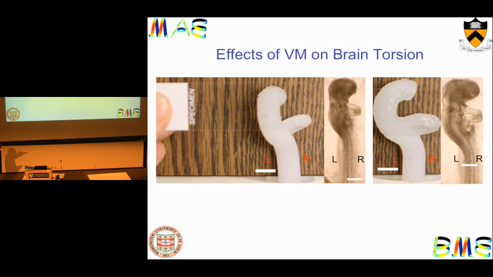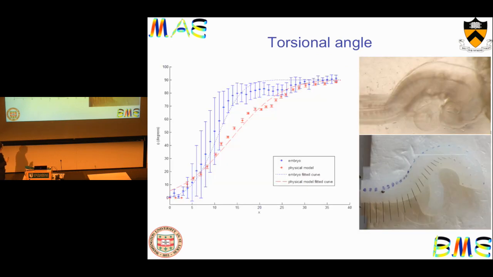And if we further apply the surface tension, then the embryo is going to twist completely. And we can also measure the torsional angle associated in these two processes. So the blue ones are the torsional angles that's involved in a real embryo, and that's averaged over 4 embryos.